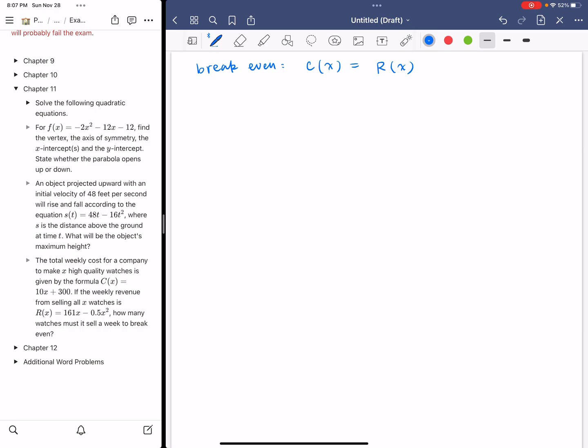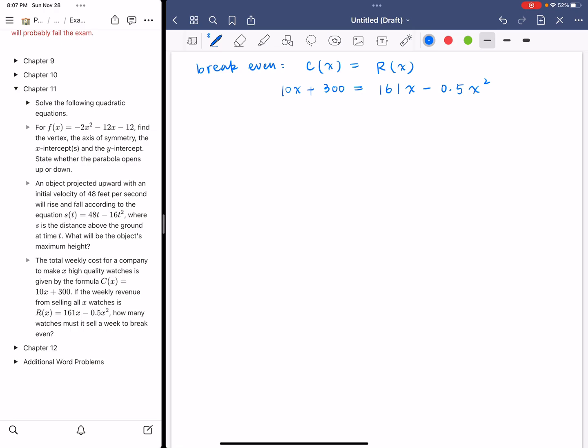Apparently, they want you to find out at what value of X this statement is true. So let's just plug in the formulas. C of X is 10X plus 300, and R of X is 161X minus 0.5X squared. So this will be our equation. We just need to solve this for X, and then we'll be able to find the answer. This is a quadratic equation.